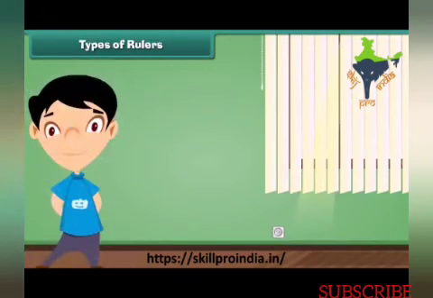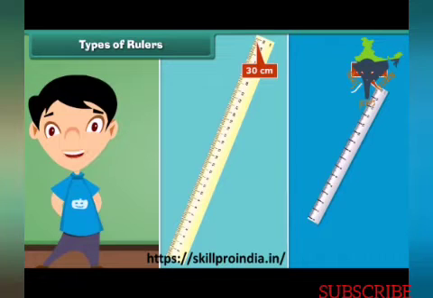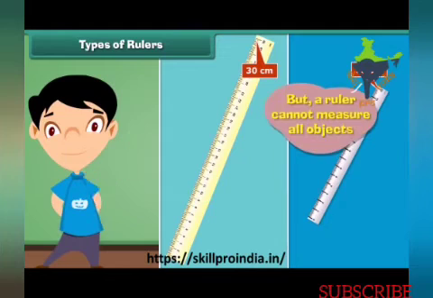A ruler comes in different lengths. The first ruler seen can measure length up to 15 centimeters. The second ruler seen can measure length up to 30 centimeters. But a ruler cannot measure all objects.